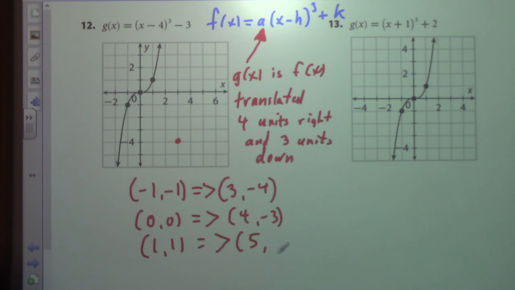5 and 1 minus 3, -2. Does that sum it all up there? Yes. And what is that going to look like? Well, I'll show you.